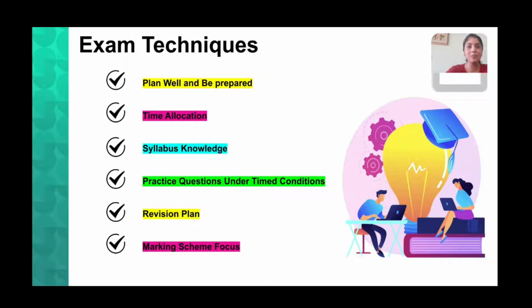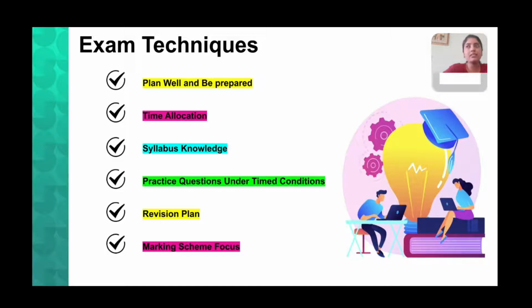Next is syllabus knowledge. Of course, you need to participate in all of your lectures and get a perfect understanding of each theoretical aspect and practice. Keep practicing all of your questions, because practice makes perfect. So you need to have that practice, which is the next criterion, where you have to practice questions again under timed conditions. Okay?